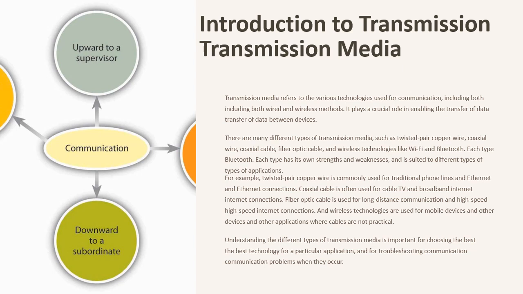For example, twisted pair copper wire is commonly used for traditional phone lines and Ethernet connections. Coaxial cable is often used for cable TV and broadband internet connections. Fiber optic cable is used for long distance communication and high speed internet connections. And wireless technologies are used for mobile devices and other applications where cables are not practical. Understanding the different types of transmission media is important for choosing the best technology for a particular application and for troubleshooting communication problems when they occur.